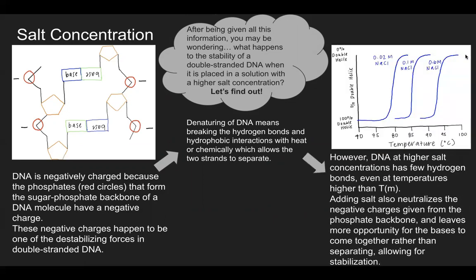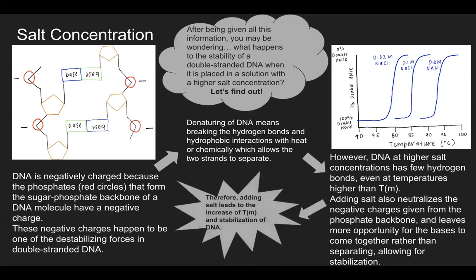However, DNA at higher salt concentrations has few broken hydrogen bonds, even at temperatures higher than Tm. Adding salt also neutralizes the negative charges given from the phosphate backbone and leaves more opportunity for the bases to come together rather than separating, allowing for stabilization. Therefore, adding salt leads to the increase of Tm and stabilization of DNA.